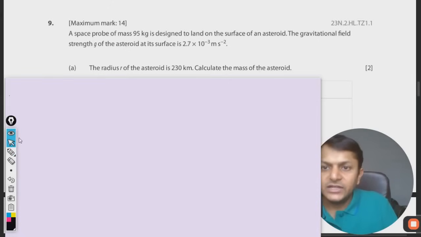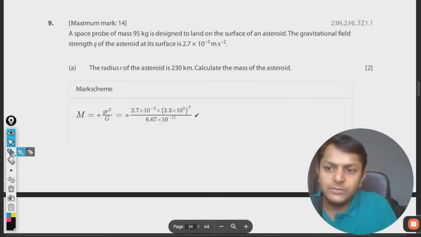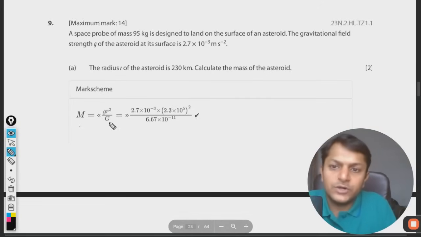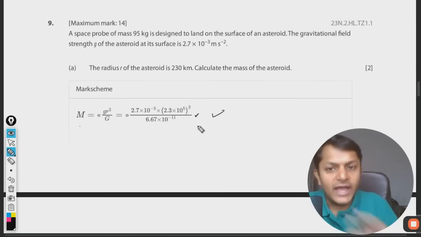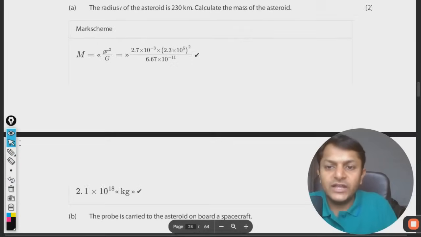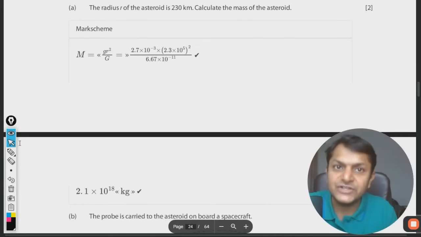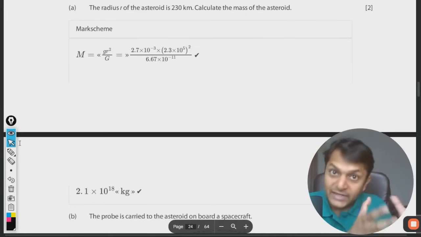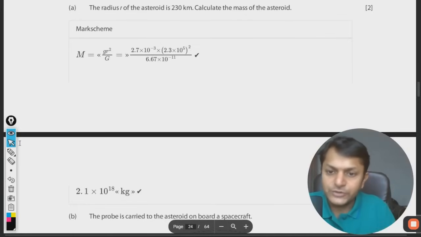So I'm not doing the calculation. Let's see what they have done in the mark scheme. Yes, M is equal to gR squared by G, and all the values are given here. Exactly the same thing that we did. After calculating it with the calculator, you would get 2.1 × 10^18 kg. That is the mass of the asteroid that you are talking about.